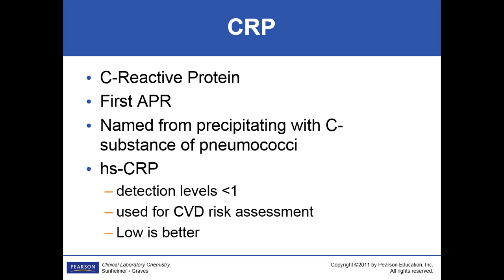And we use this for coronary vascular disease, CVD, monitoring, or prediction, risk assessment. We don't want very much of it. So the higher it is, the higher your risk, which means you also have inflammation going on. And they have studies now that have linked cardiovascular disease and issues with acute phase reactants.